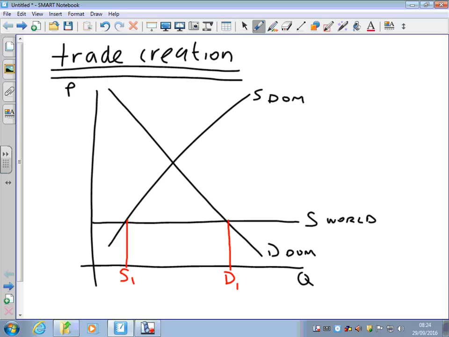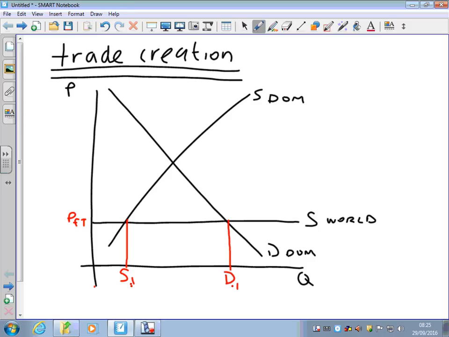So lots of domestic firms would leave the market, unable to compete at these new lower prices, so price FT, price free trade. But the cheaper price would also massively increase demand, and the gap from S1 to D1 would measure the volume of imports coming into the economy. 0 to S1 are the domestic goods.